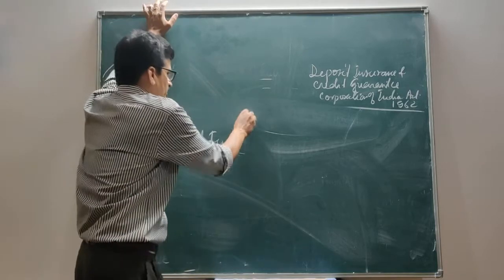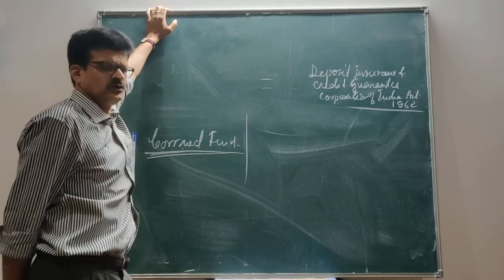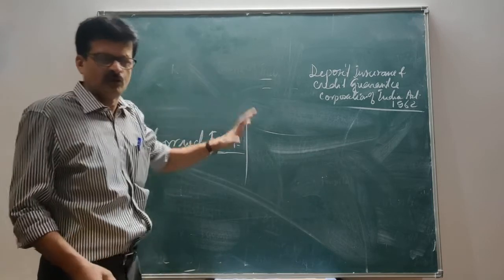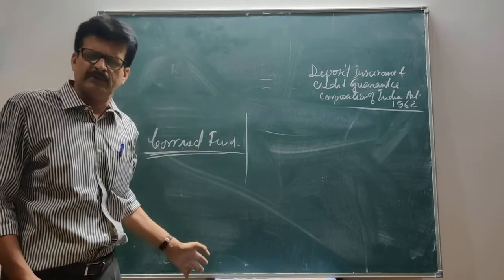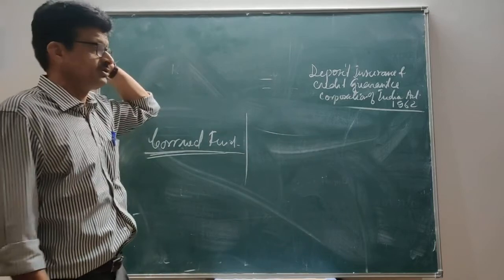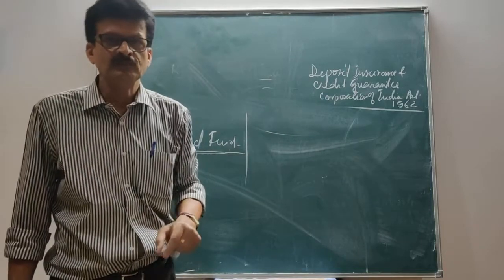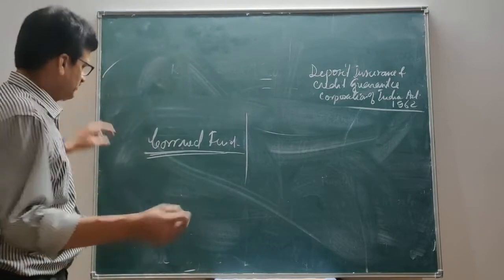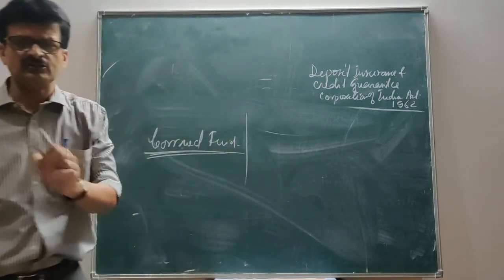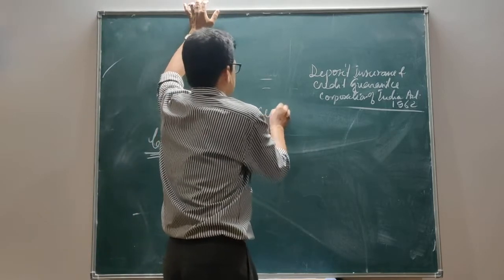Therefore, whatever borrowed fund, Mr. Bank, you have borrowed, your fund is also a component of your capital structure: owned fund and borrowed fund. Borrowed fund is borrowed from the public by way of deposit, borrowed from the RBI, borrowed from other financial institutions. You have borrowed, but those borrowings should be guaranteed. I mean to say, let us not go to RBI, let us not go to borrowing from other institutions. Let us go to customers.